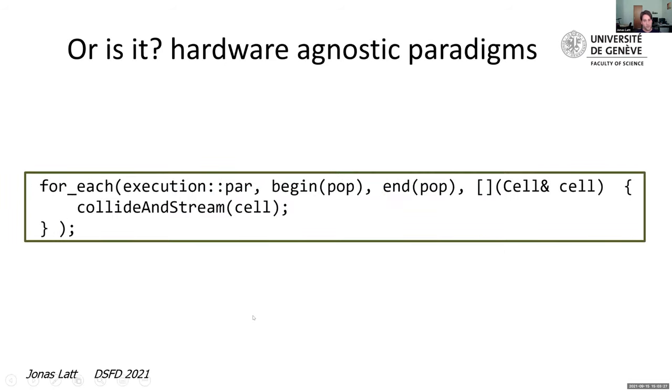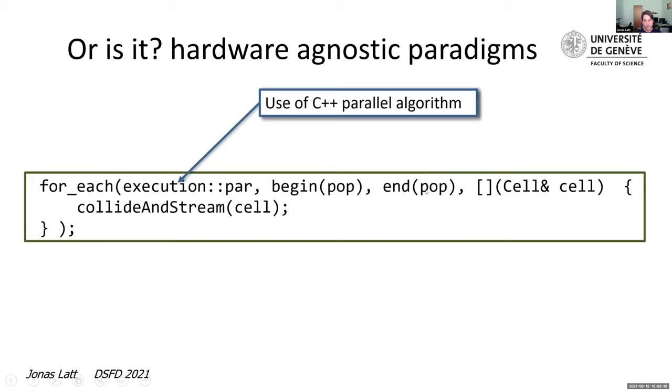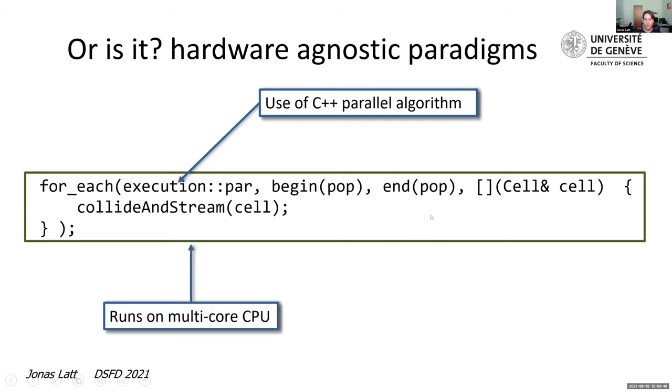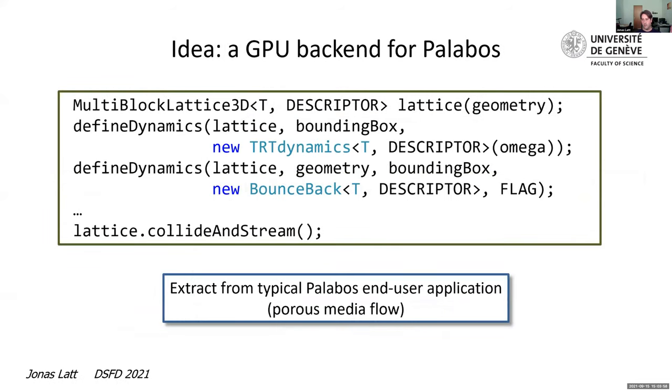But now you have higher level programming approaches, like the one which is built in the C++ standard since C++17. This is called parallel algorithms. The idea is you add an extra argument to standard algorithms, and then the algorithm just runs in parallel, for example, on a multi-core CPU, or if you want, it runs multi-threaded on an accelerator such as a GPU. And so the idea with Palabos is we took parallel algorithms and used them to add a GPU backend to Palabos.